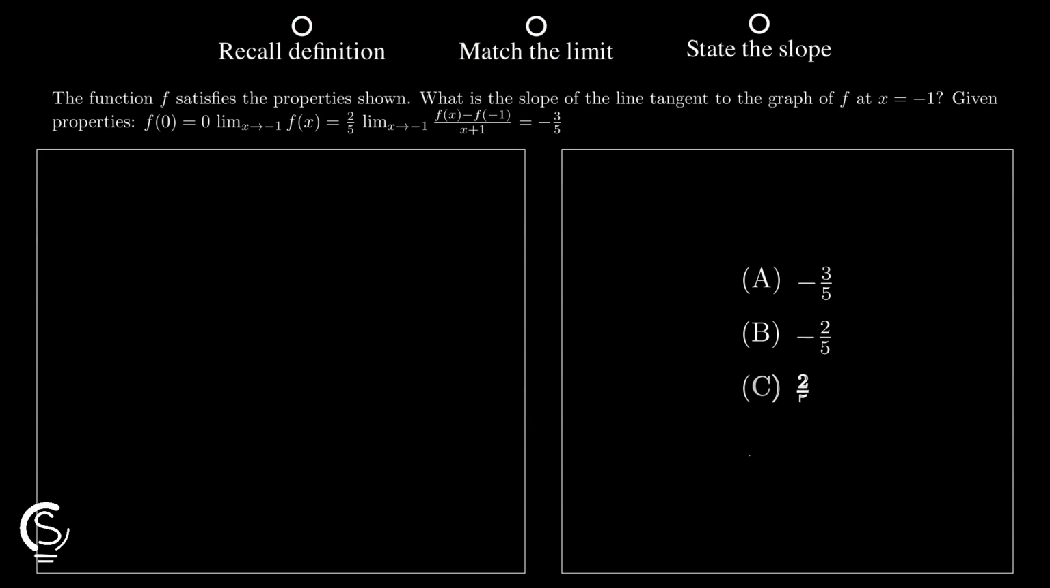The slope of a tangent line at a point x equals a is defined by the limit of the difference quotient as x approaches a.